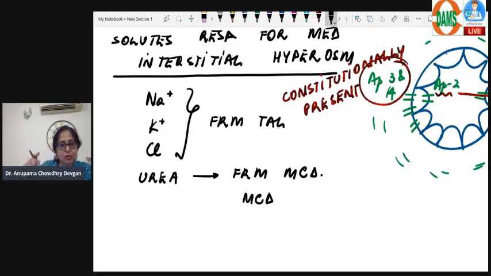The urea that is absorbed from the PCT will go into the peritubular capillaries. PCT is in the cortex. Have you understood? We are interested in the medulla. This is the MCD. Like I said, this is the medullary collecting duct.